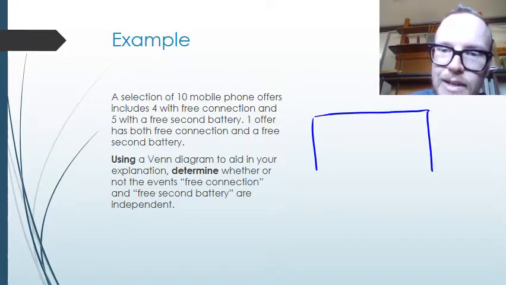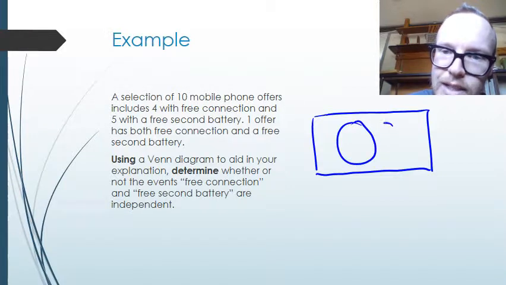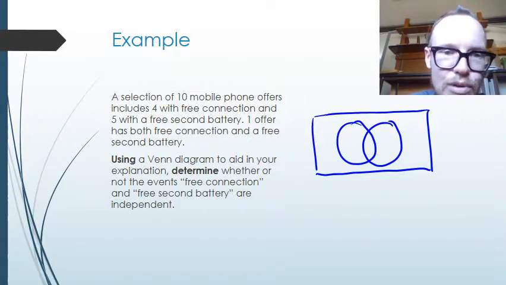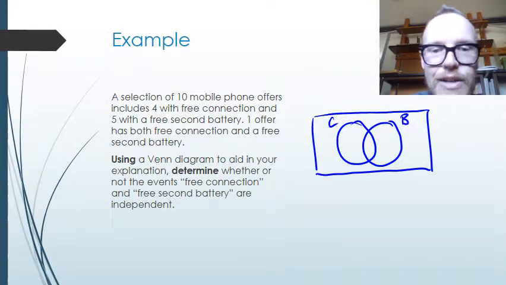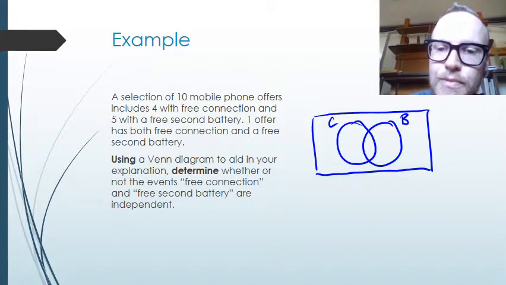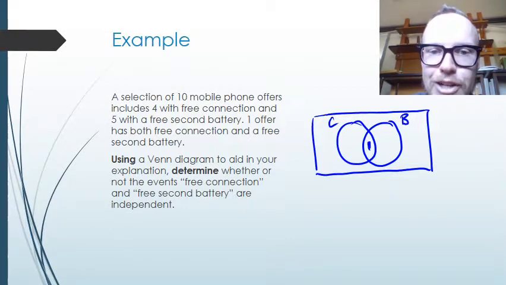We'll draw up a Venn diagram of the two events. The event on the left we'll call free connection, C for connection, and we'll call second battery B for battery. We've got a total of 10 mobile phone offers. There are 4 with free connection and 5 with a free second battery. One has both, so there's 1 in the middle. 4 have free connection, so 3 plus the 1 is 4, and 4 plus the 1 is 5 that have the free second battery. That's a total of 8, so there must be 2 that have neither free connection nor a free second battery. So we've got our Venn diagram drawn up.